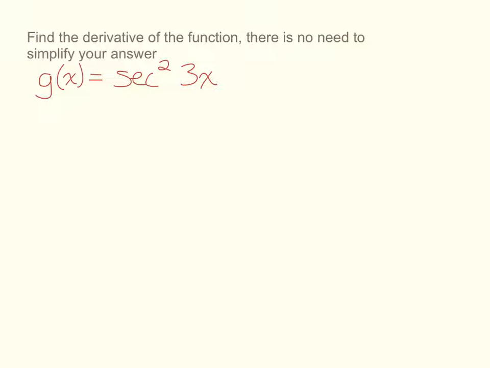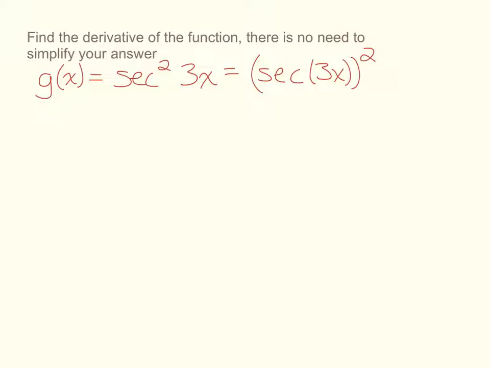Find the derivative of the function. There is no need to simplify your answer. The function of interest here is g of x equals secant squared of 3x. This is the same thing as writing secant of 3x, the entire thing squared.